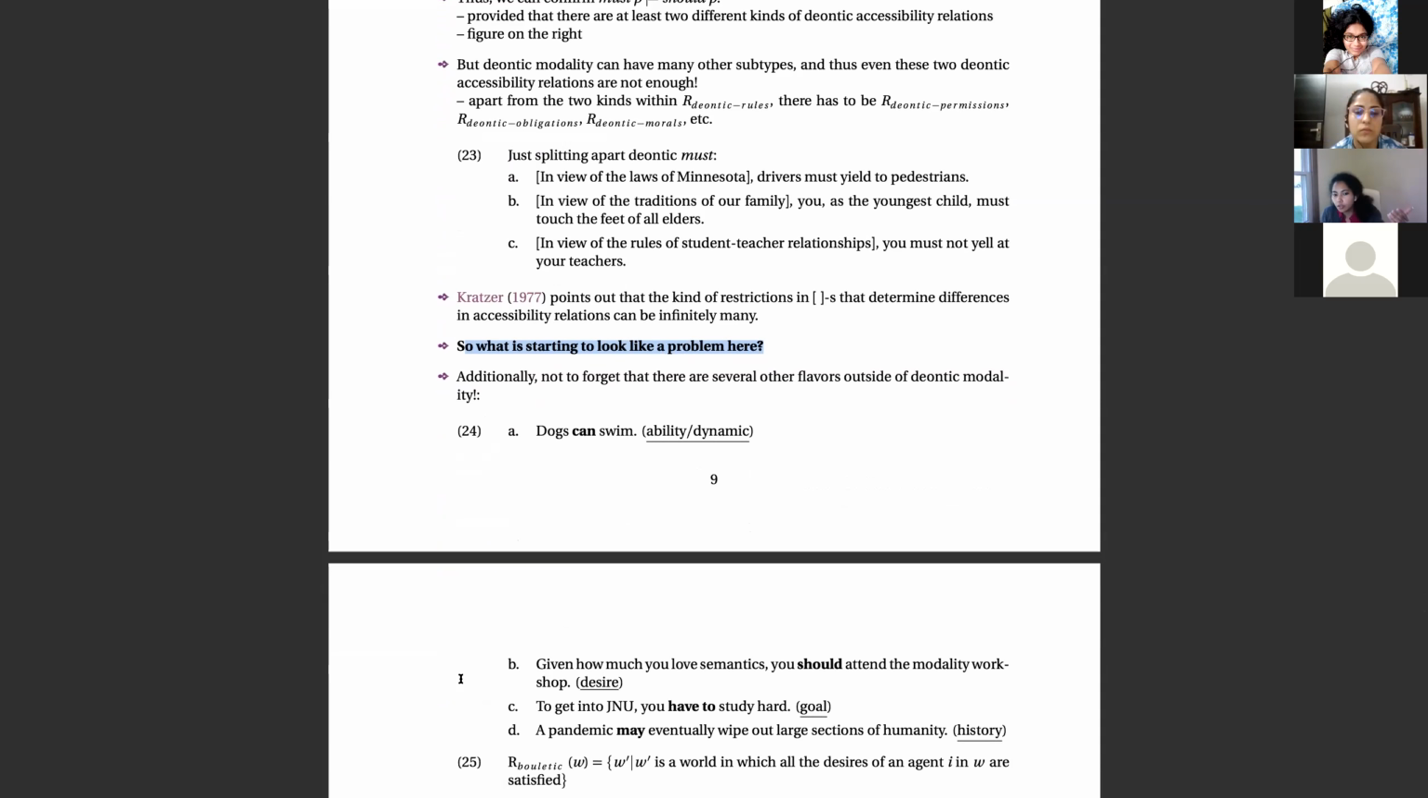And then you get out of deontic modality and you have a bunch of other things to worry about, right? Other flavors. So you have your ability or dynamic reading, dogs can swim.